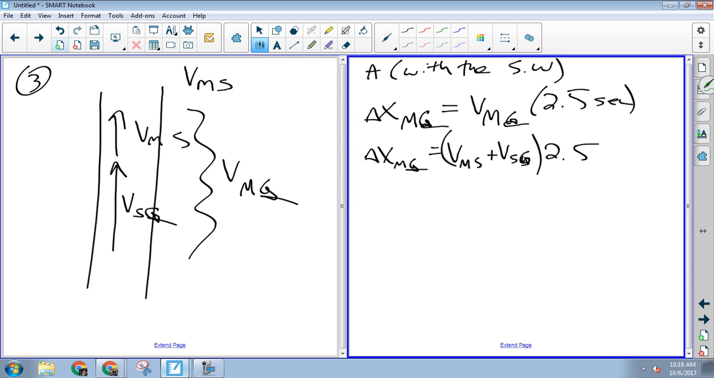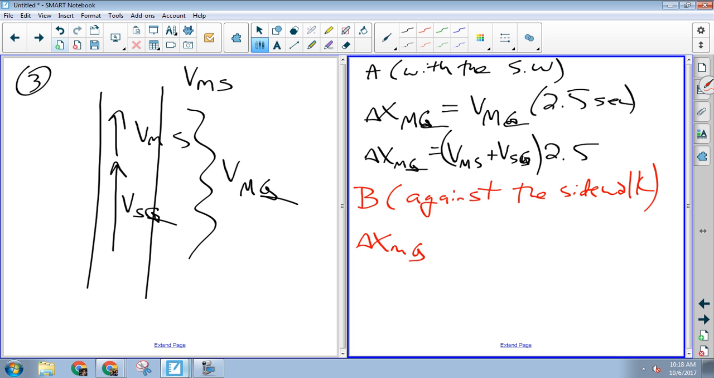All right, now let's do chunk B. Against the sidewalk. Popular Bob Seger song. God, I hate him. All right, so now the displacement of the man relative to the ground is still equal to the velocity of the man relative to the ground, but now it's times 10 seconds, right?